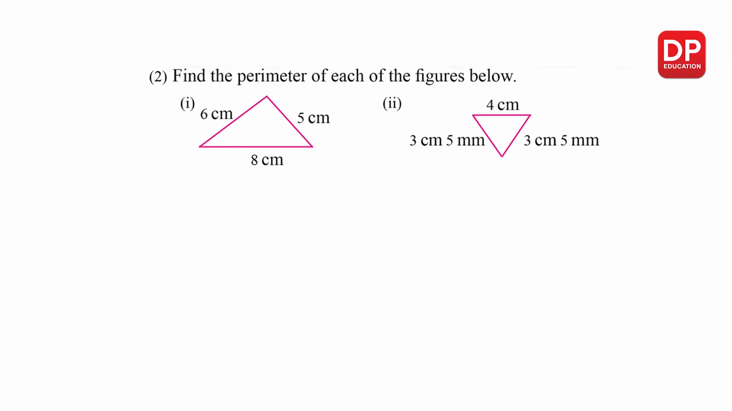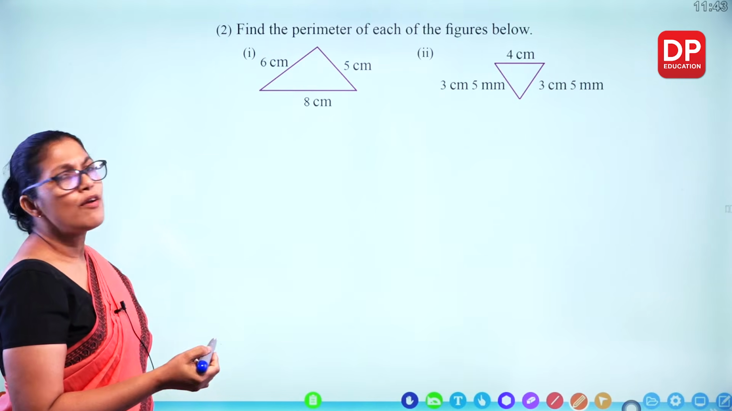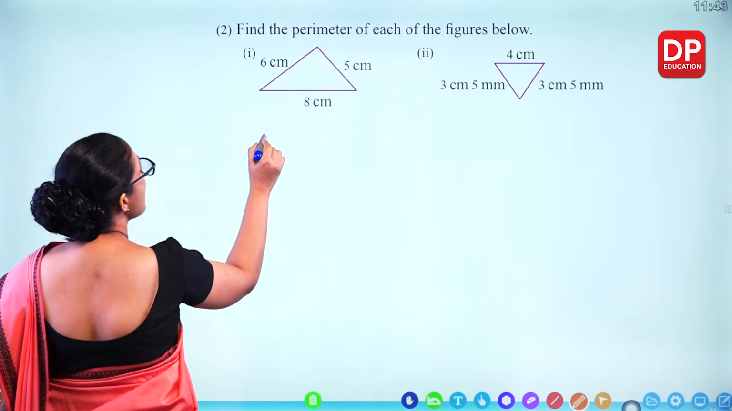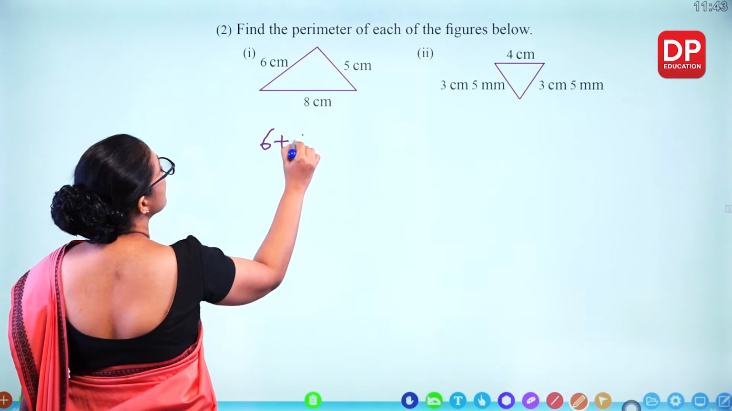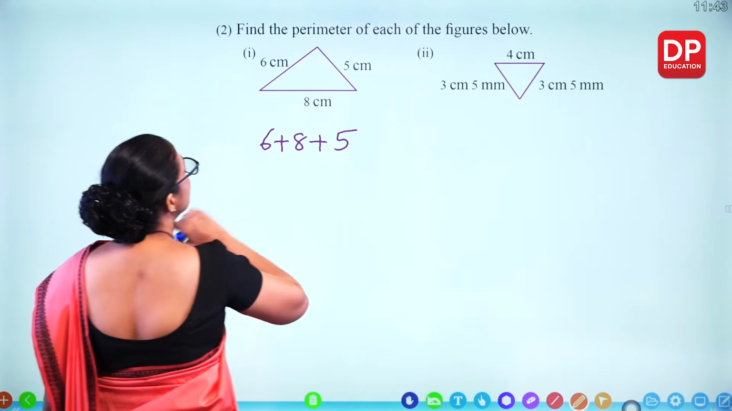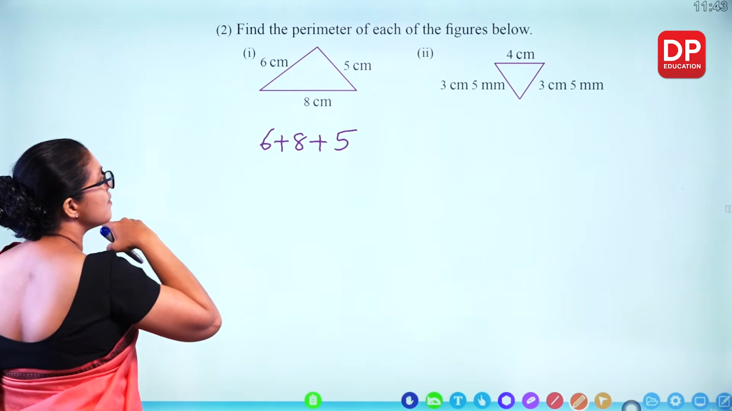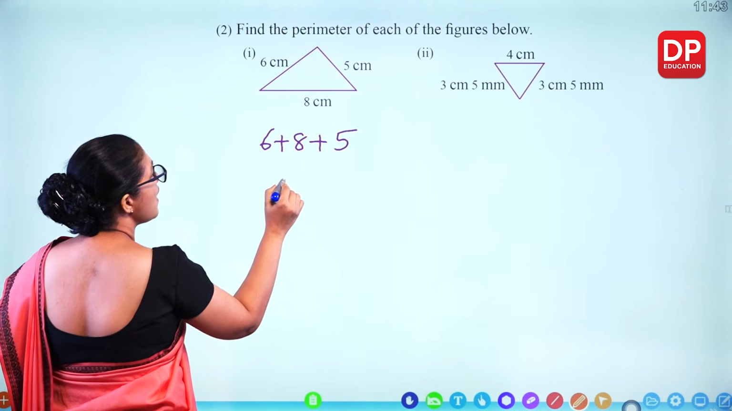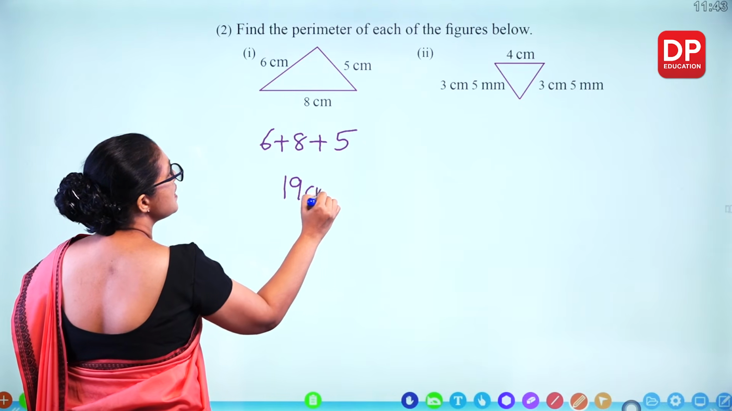Find the perimeter of each of the figures below. So we need to add. First one, all in centimeters. You can just add it. 6 plus 8, 14. 14 plus 5, 19 centimeters.